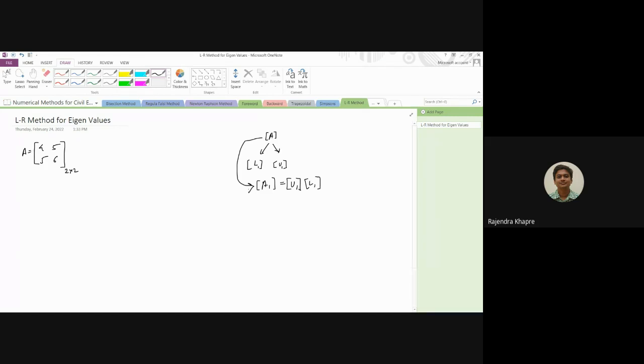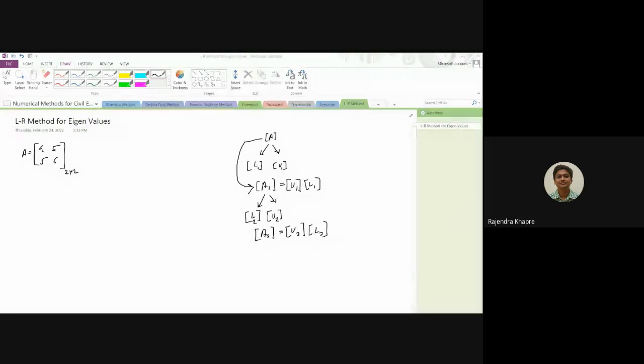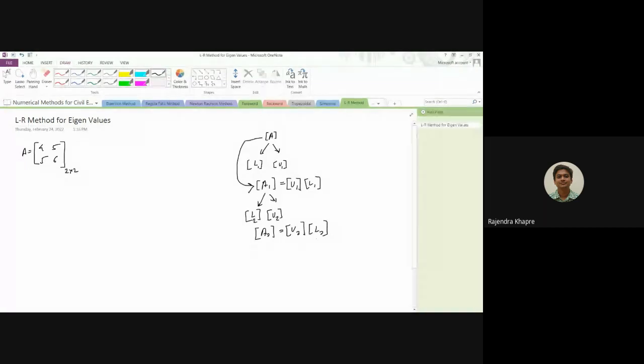Then once your A1 matrix is created, I am going to break this A1 matrix again into two parts, one is L and one is U. Again I am doing this. Let us call this L2 and this U2. So again it's a repeated process. Once the values of L2 and U2 are known, you can generate A2 matrix by multiplying U2 with L2. Okay, are you getting this? So here we have started with A, we have generated A1, and then we have generated A2.